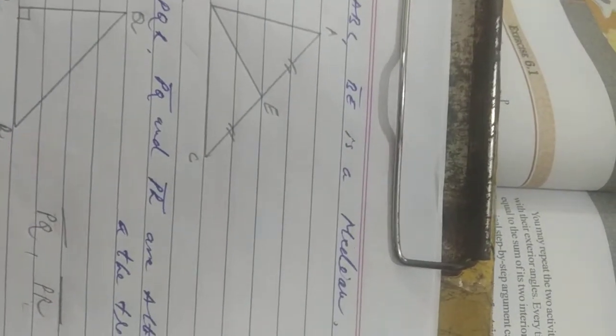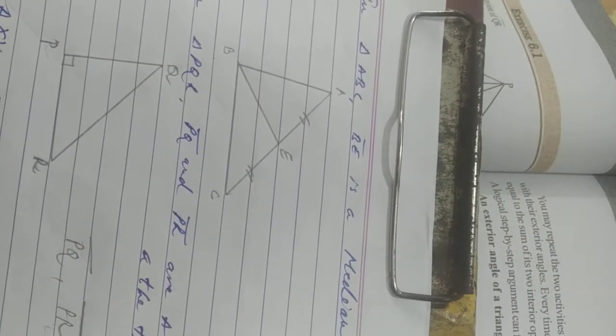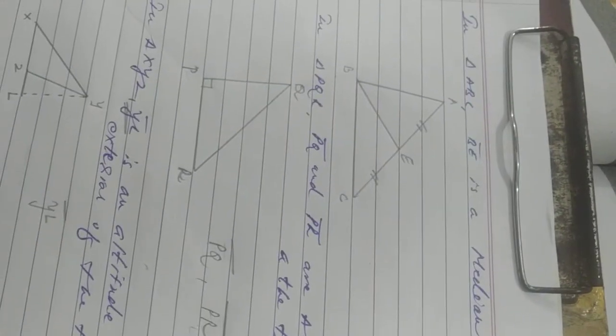So here our first exercise 6.1 is completed. Next topic, about the exterior angle of a triangle and its properties, we will learn in the next period. Okay, bye.